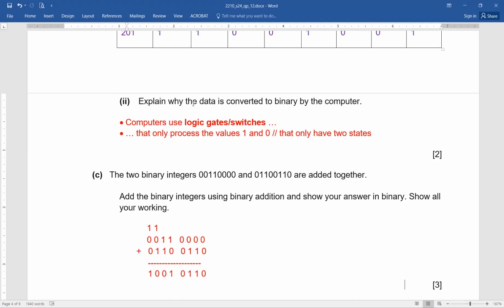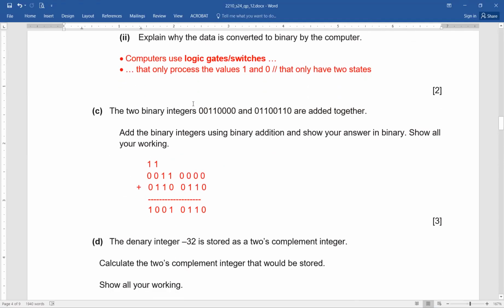Now, the denary integer minus 32 is stored as a 2's complement integer. Calculate the 2's complement integer that would be stored. Show all your working. Remember, by the way, how do we do it? It's a negative integer, exactly. It's a negative value. So can you recall the stages? Giving you a minute, just recall the stages.